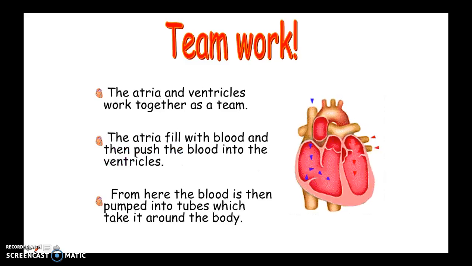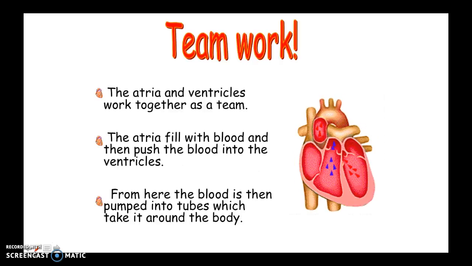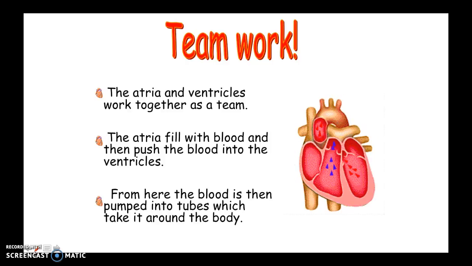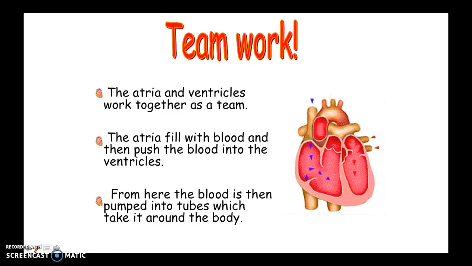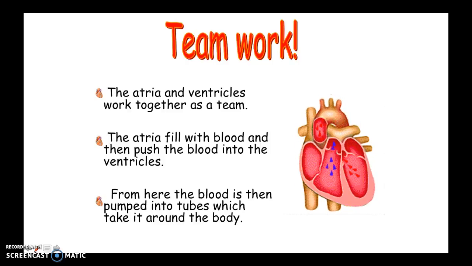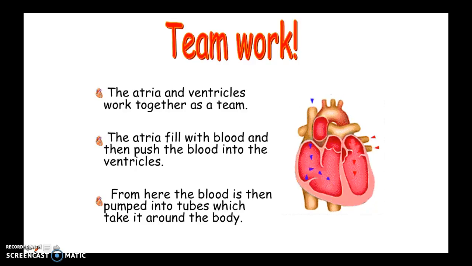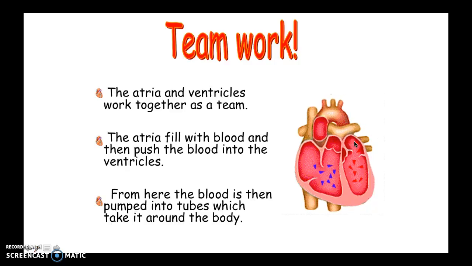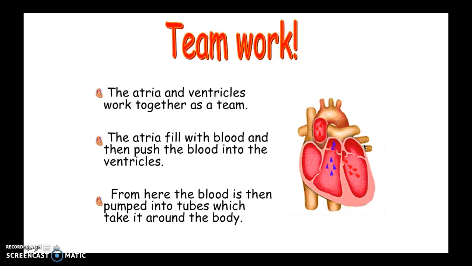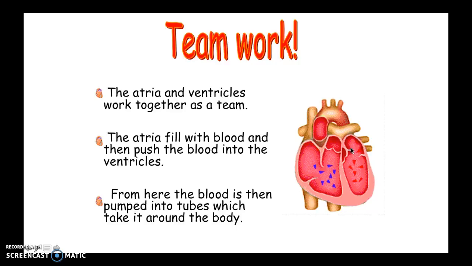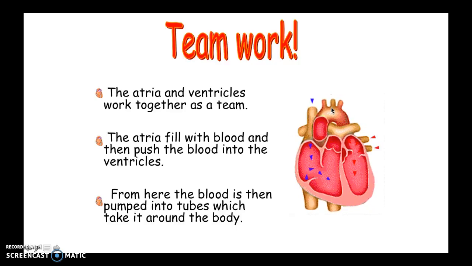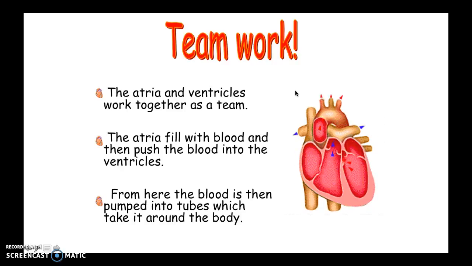So the atria and the ventricles work together as a team. The atria fill with blood and then push it into the ventricles. And then from there, the blood is pumped into the tubes, which take it around to the body. So the blood comes in through the pulmonary veins, and we'll talk about this in a moment, through the left atrium into the left ventricle. Then it goes out through the aorta, which again, we'll talk about in a moment.